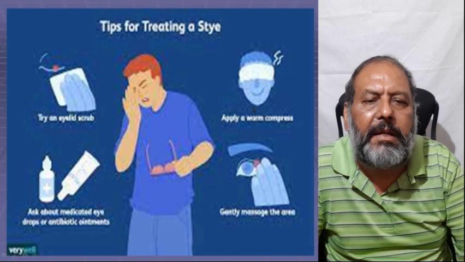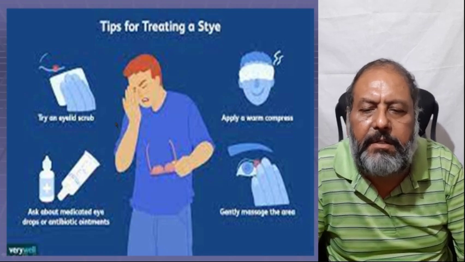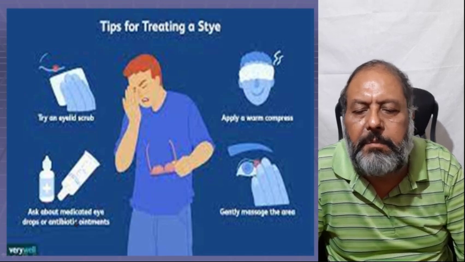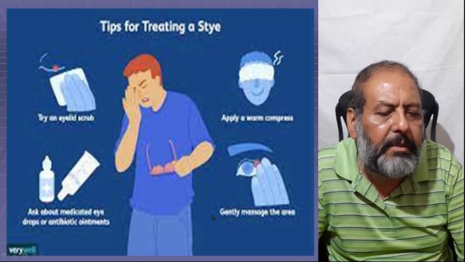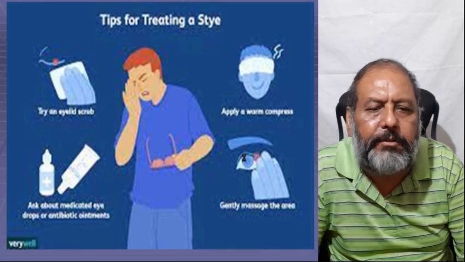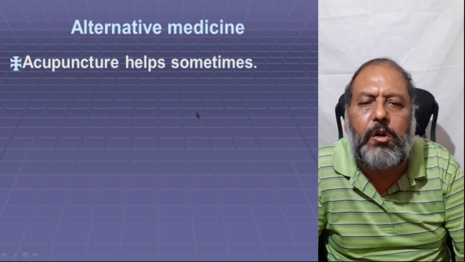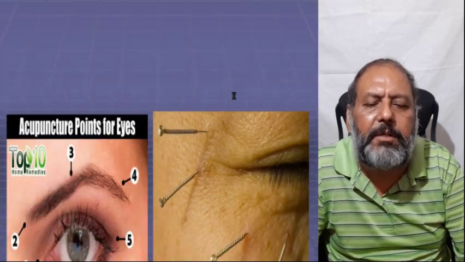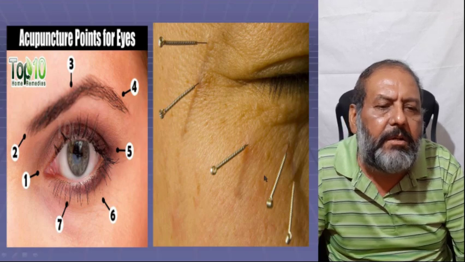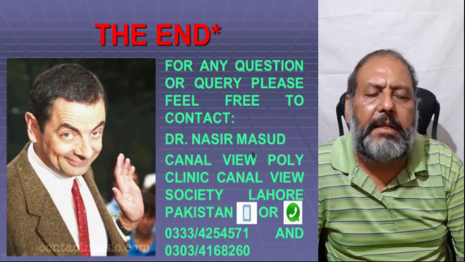And there are certain tips for treating the eyes, as I have already told you: the hot compresses, then the antibiotic tubes, and gentle massage of the area that can also give you some soothing. Alternate medicine is acupuncture, which helps sometimes, so one can use acupuncture, and that is the way of using the acupuncture. And that is the end of the lecture.